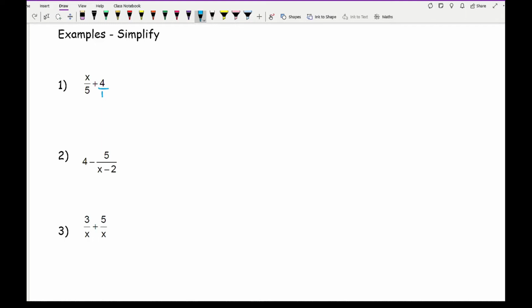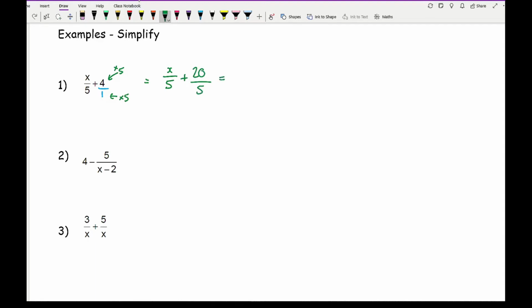So with this, you can see here we haven't got a common denominator. So I need to convert this second fraction so that it's got a denominator of 5. And what I'm going to do then is multiply the 4 by 5 and multiply the 1 by 5. So what I'm then going to have is x over 5, which is the first fraction untouched, and then I'm going to have, no, I'm not going to have 5x, I'm going to have 20 over 5.